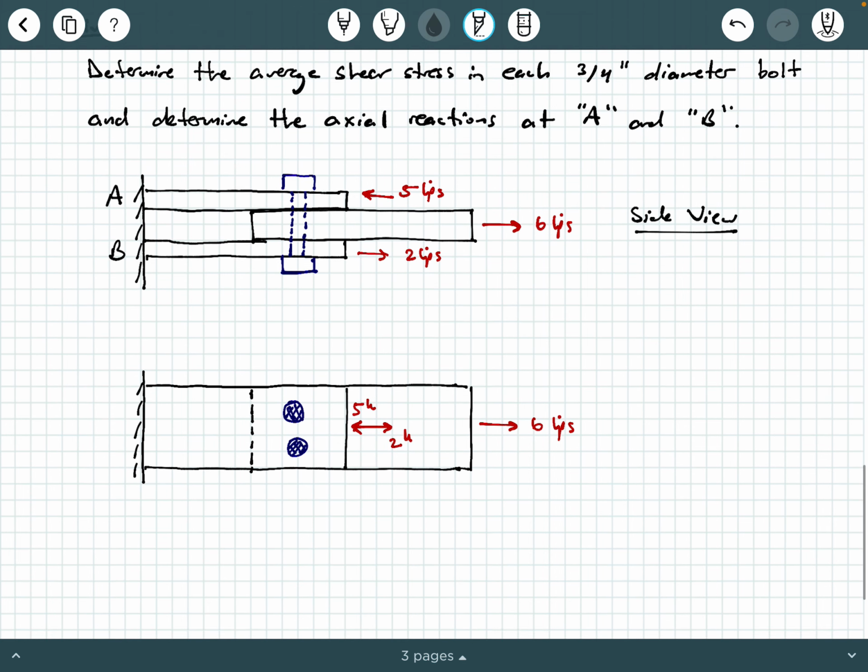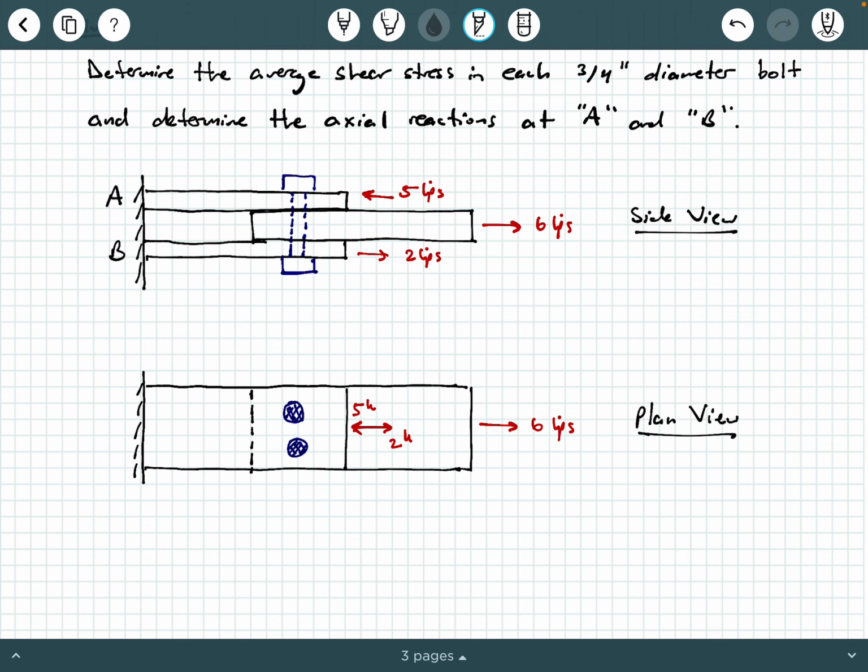Now, if we look at a top view, or we sometimes call this a plan view, what do we see? Well, we see that we, in fact, have 2 bolts here instead of just the one. From the side view, we just see 1 bolt, but we need the top view, or the plan view, to show that we actually have 2 bolts here.